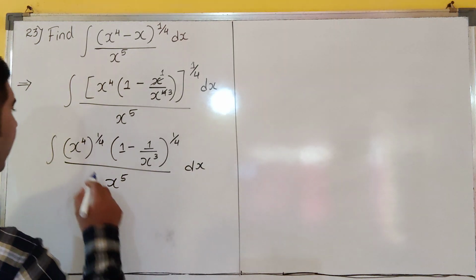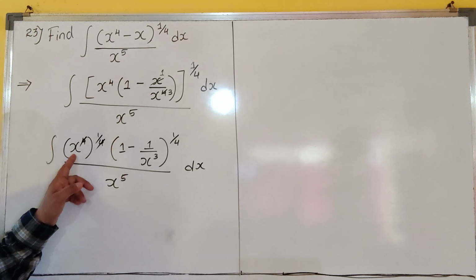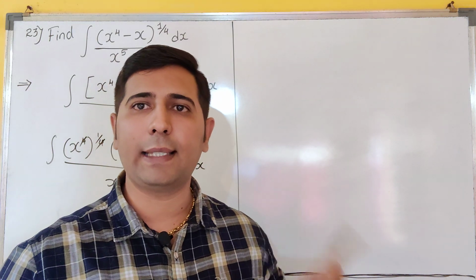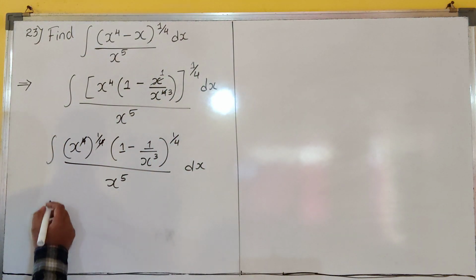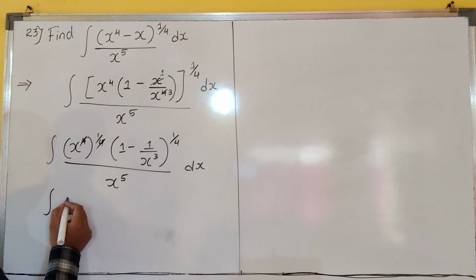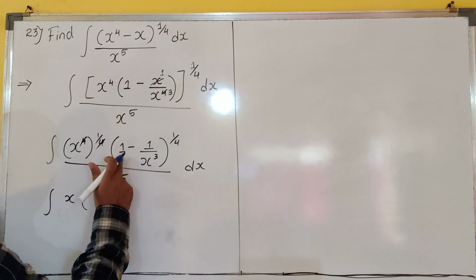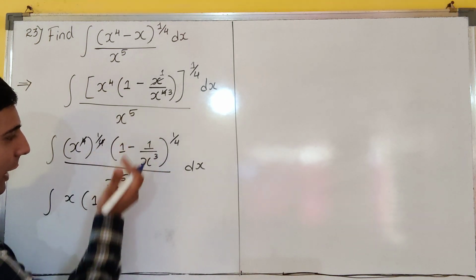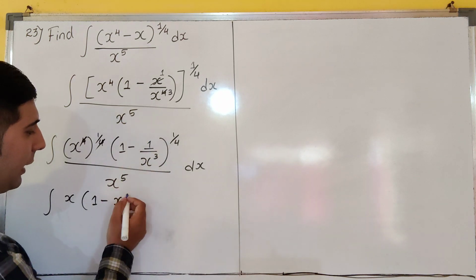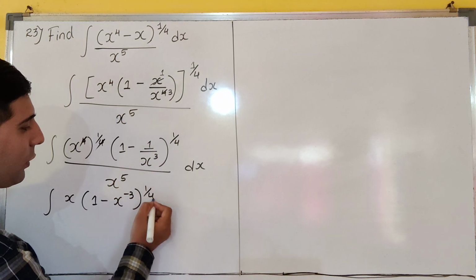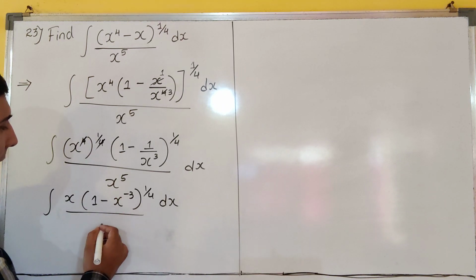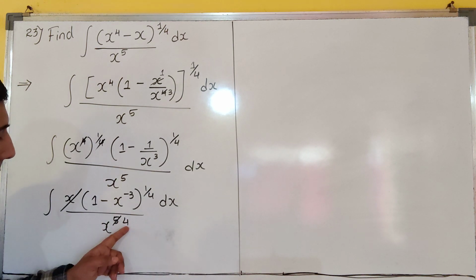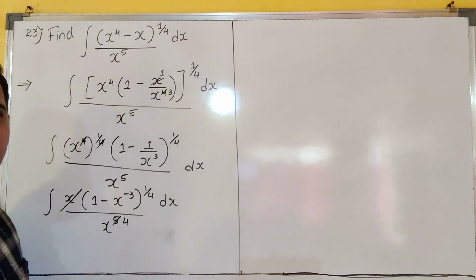Understood everyone? So now see. This will get cancelled. a raised to m raised to n is what? m into n. 4 into 1/4 is what? 4 gets cancelled, it will remain with 1. So x raised to 1 is x. So 1 minus 1 by x raised to 3. I can take x raised to 3 up to the numerator, and it will become x raised to minus 3, raised to 1/4 dx, whole divided by x raised to 5. 1 x will get cancelled with x^5, x raised to 4 will remain.